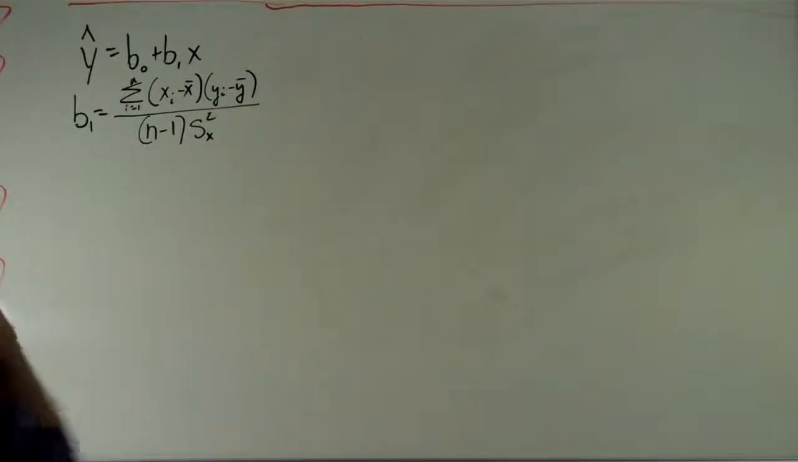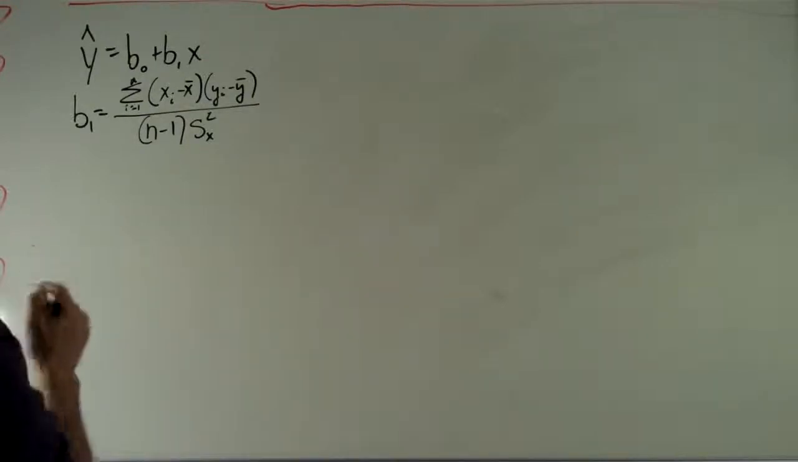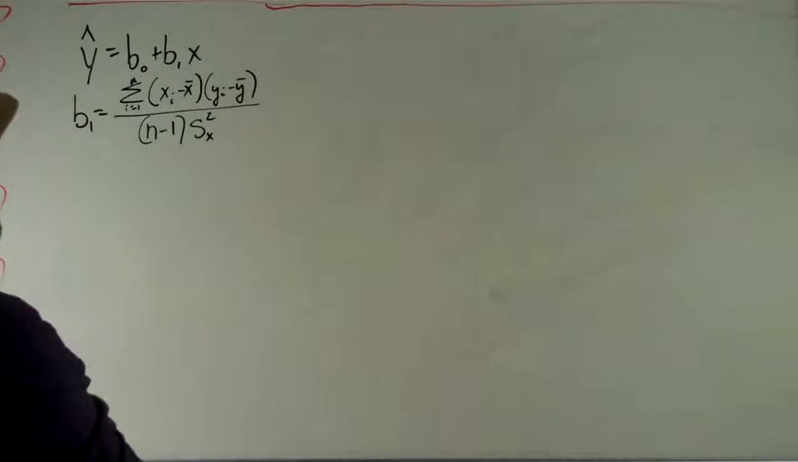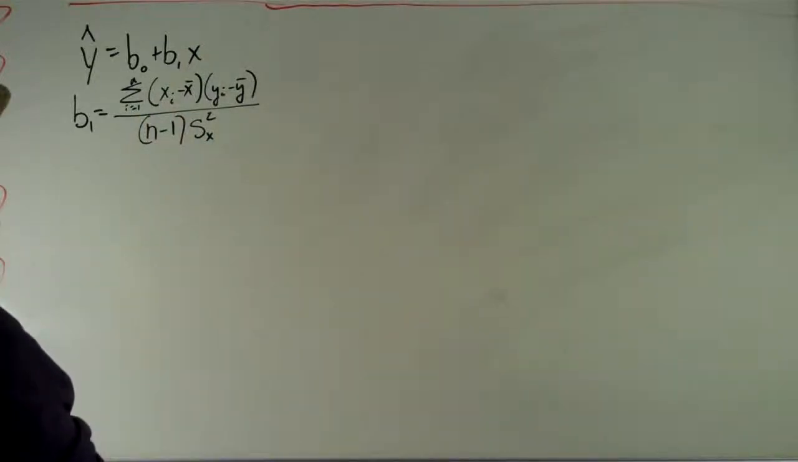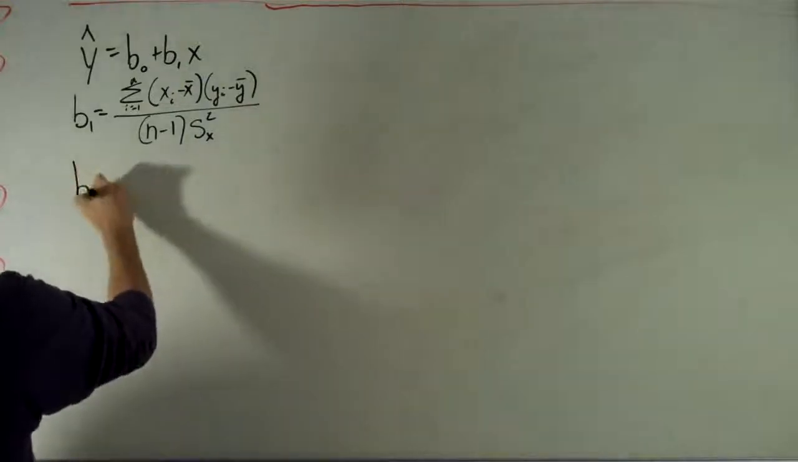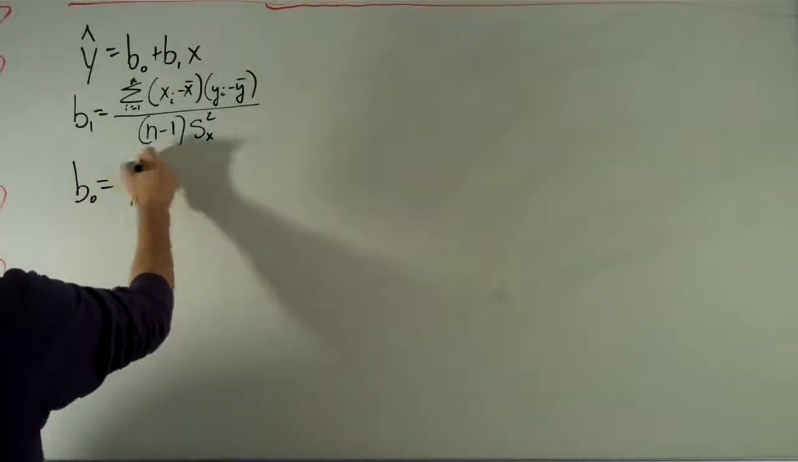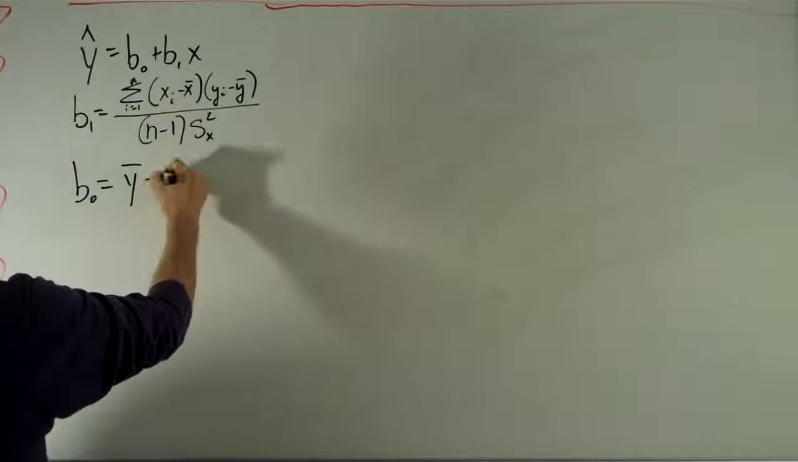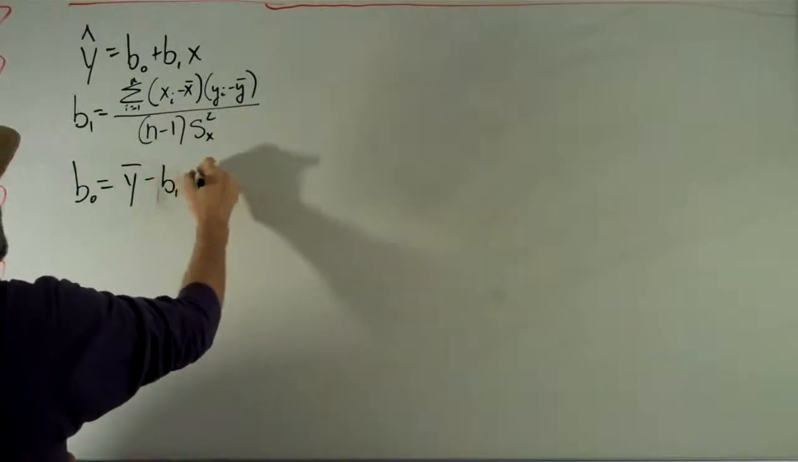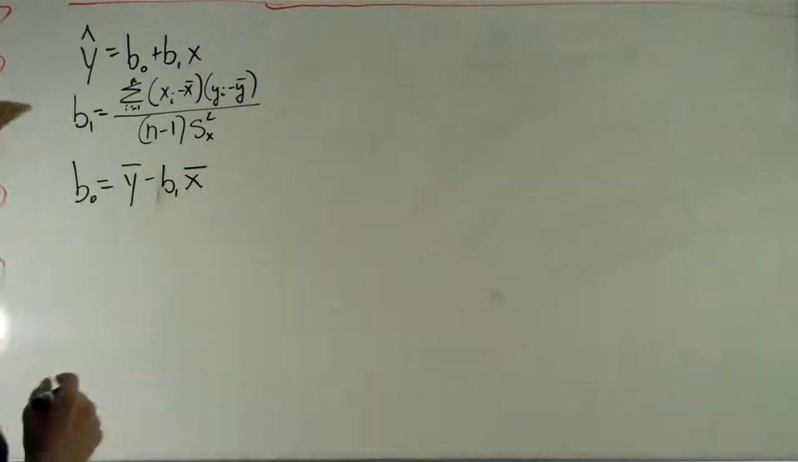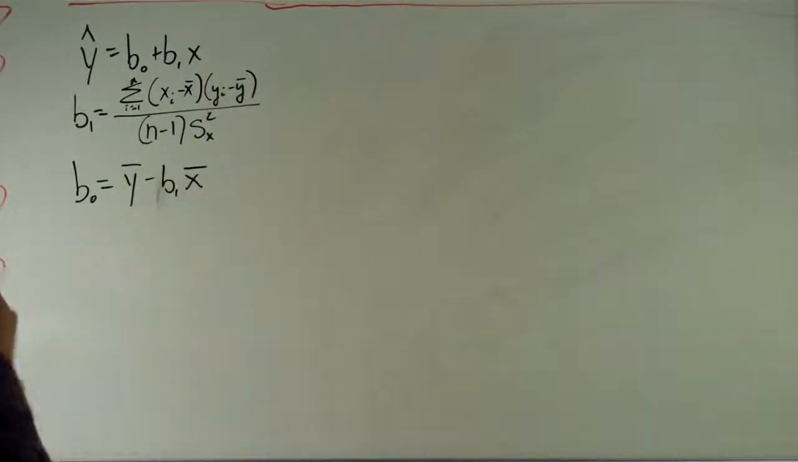Okay, more stats for geeks. We have our least squares regression line: y hat equals b0 plus b1 x, where b1 is this monster. That's the slope of our regression line. And b0, of course, is y bar minus b1 times x bar, meaning the line goes through the point (x bar, y bar).